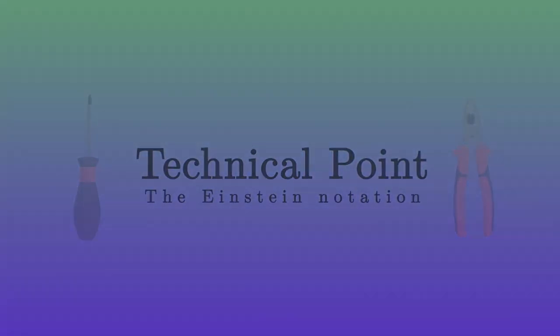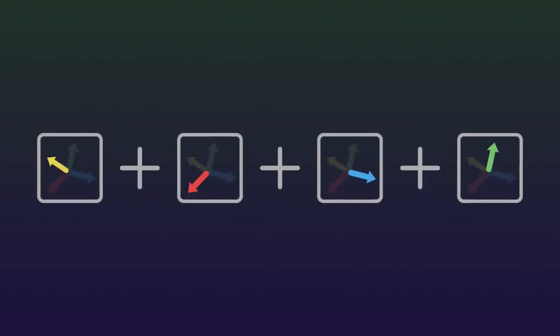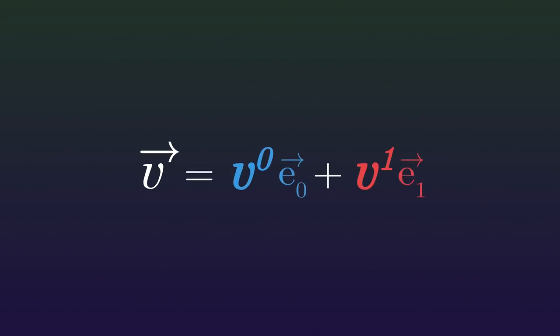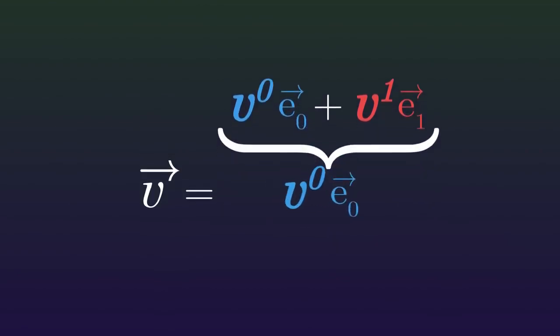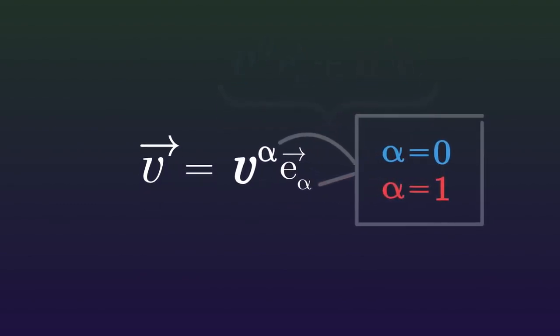In mathematical expressions in general relativity, it often happens that a same term is summed over all coordinates one by one. For example, in the previous equation, we wrote the vector as the sum of each component multiplied by each basis vector. To compactify this expression, we can summarize the whole sum by writing only one of these terms and replacing the numbers which designate the coordinates by a Greek letter. For example, alpha, which goes through each coordinate one by one. This is the Einstein notation.